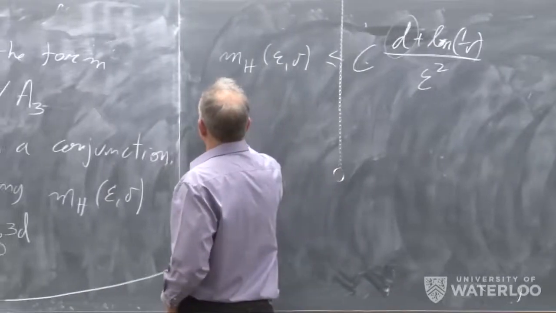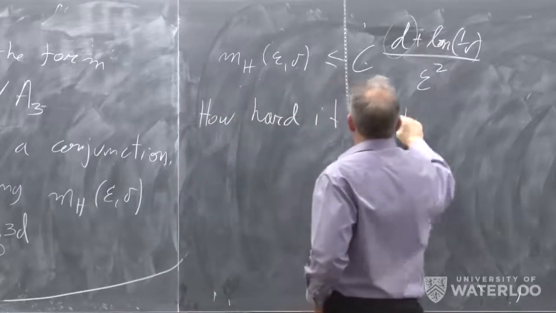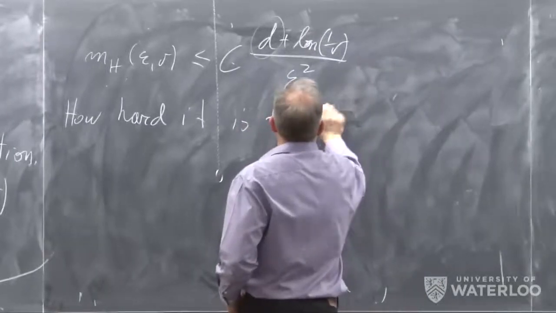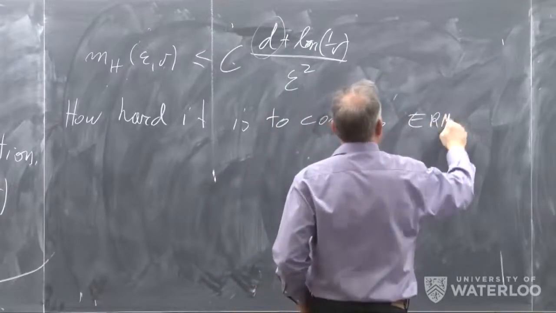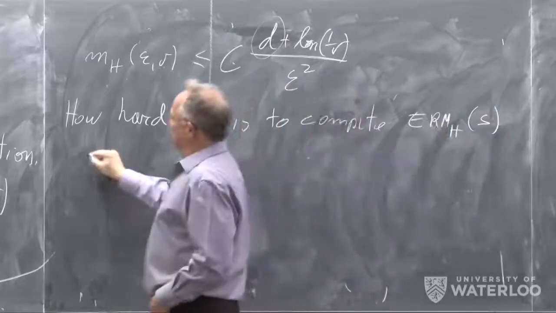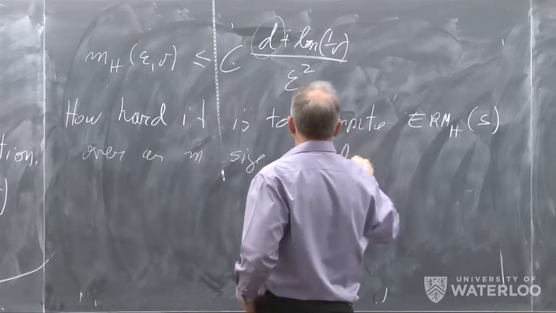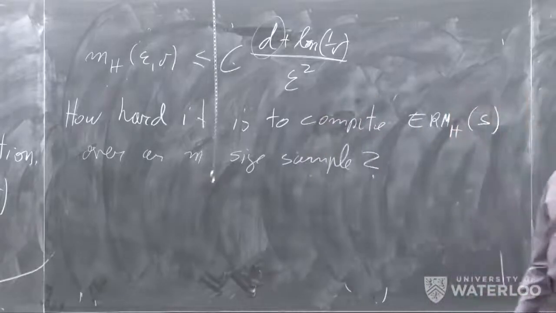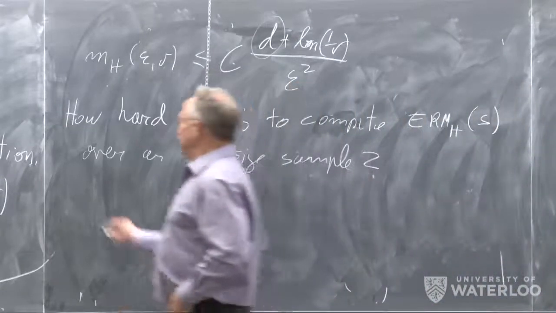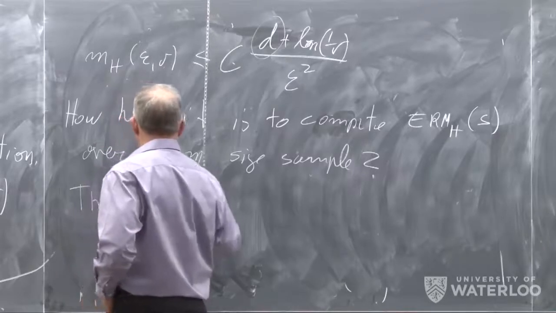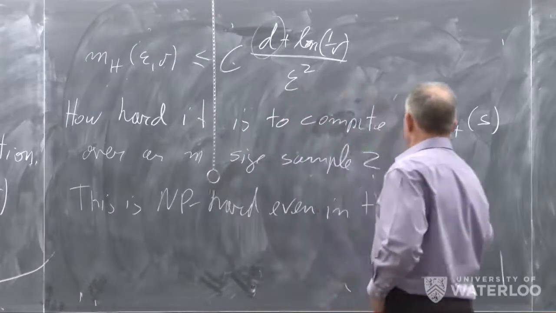So the next step is, how hard is it to carry out, to compute ERM_H of a sample S over an m-size sample? And here comes a very disappointing surprise. This is NP-hard. This is too hard. This is NP-hard even in the realizable case.